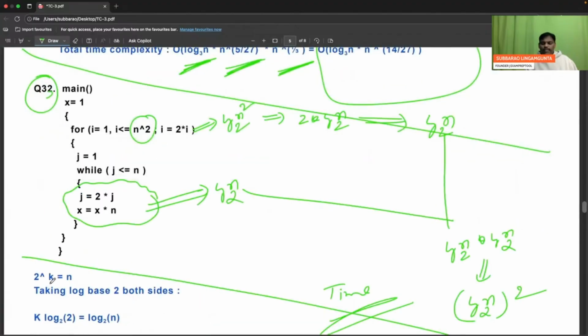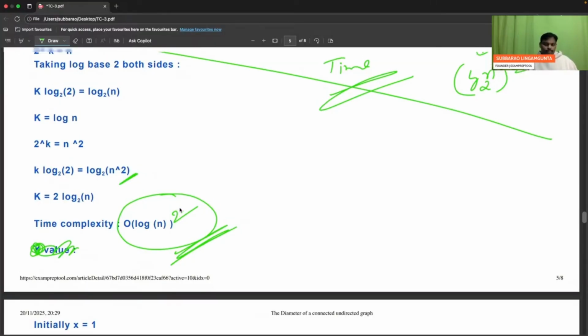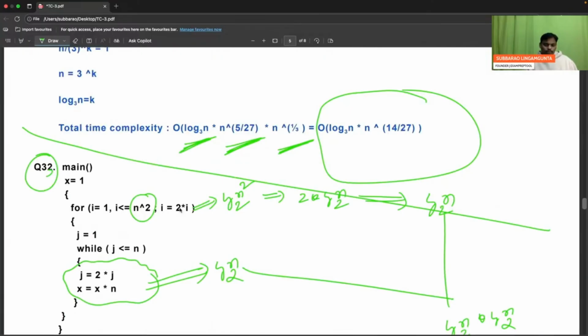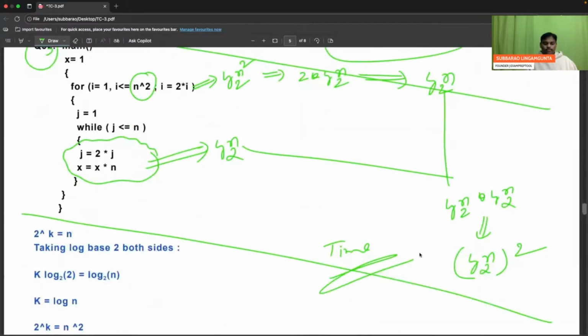Question number 33, the answer is log n whole square. See, a small mistake happened somewhere, so it is written here also, don't worry. But anyhow, log n base 2 whole square. The time complexity of this problem is log n base 2 whole square because the outer loop is log n and the inner loop is also log n. Question number 33, please verify yourself.